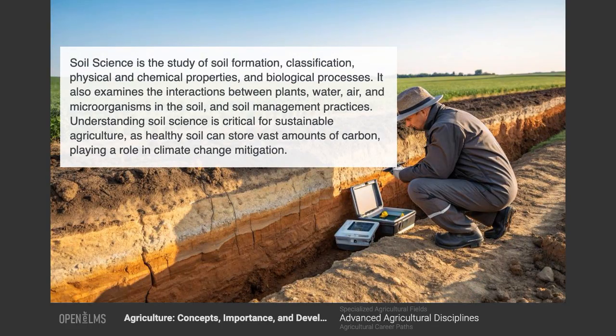Soil science is the study of soil formation, classification, physical and chemical properties, and biological processes. It also examines the interactions between plants, water, air, and microorganisms in the soil, and soil management practices. Understanding soil science is critical for sustainable agriculture, as healthy soil can store vast amounts of carbon, playing a role in climate change mitigation.